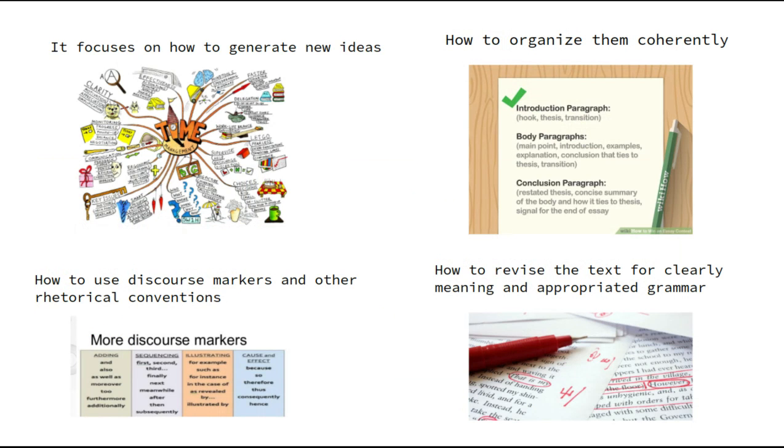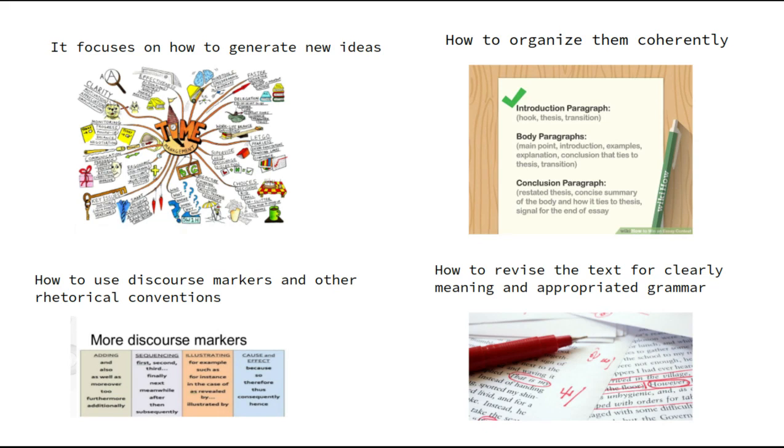So composition focuses on how to generate new ideas. Over here I added a mind map: how to generate more ideas about what we want to talk about when we're writing. Then how to organize those ideas in a coherent way: what is going to be in the paragraph, in the body paragraph, in the conclusion, and how it is going to be organized in each paragraph.